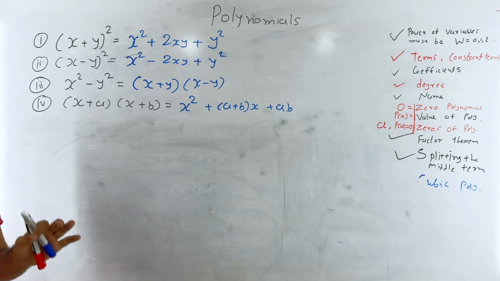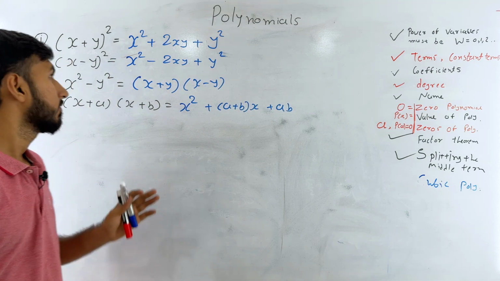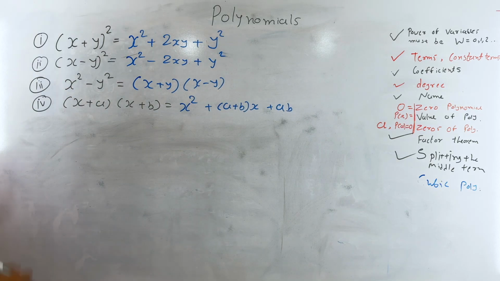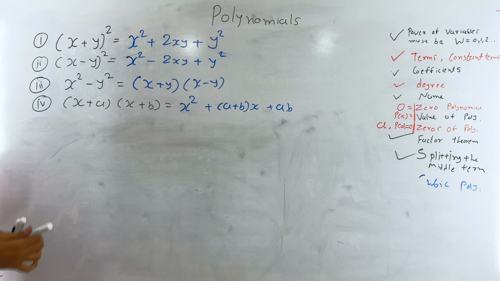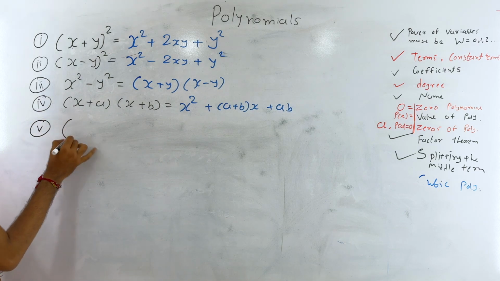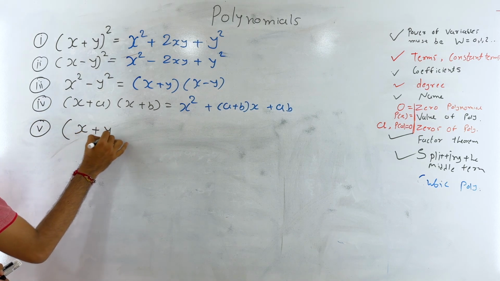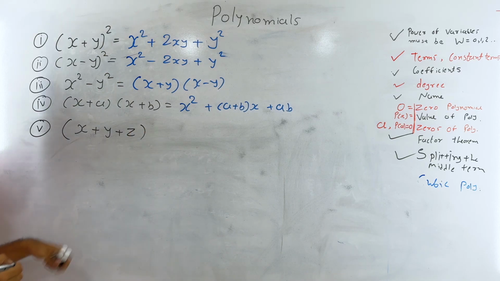Now that we have done identities of binomials, right? We have learned all identities of binomial. Now it's time to learn identity of trinomials. Trinomial means there will be three terms. So let me write the fifth identity. Trinomial means three terms, x plus y plus z.